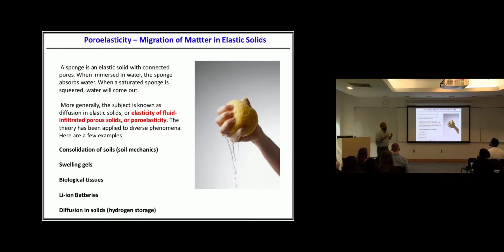Now, a question for you: where did this theory first start? How did people start thinking about this? They started thinking about it in the consolidation of soils. You think about concrete and building materials, there's also fluid there. So the mathematics of this was developed in the 30s and 40s in the context of soil mechanics. But since then it has been applied to gels, biological tissues, and lithium-ion batteries. It also applies to hydrogen storage and things like this. So this concept is not just a biological concept, it has much broader applicability.